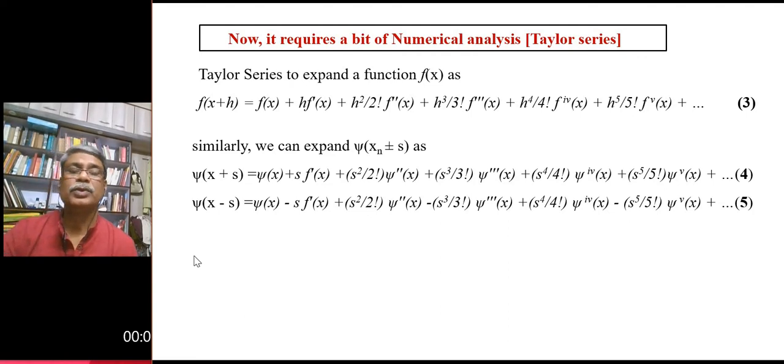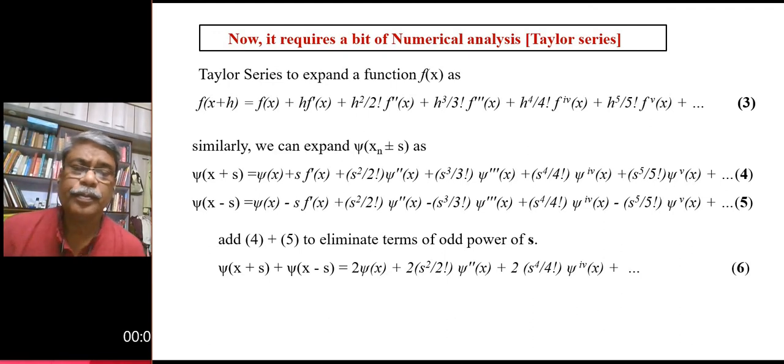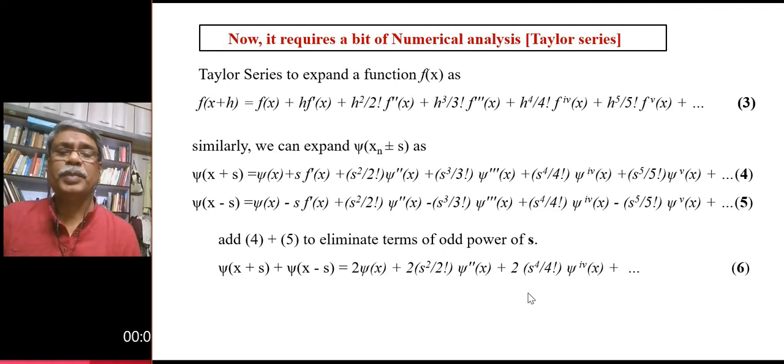So if I add equations 4 and 5, the odd power terms will cancel out and only the even powers will be there. So we will get psi(x plus s) plus psi(x minus s), that is 2 psi, and so on. The second and the fourth derivative terms will remain. So equation 6 is good so far, but with a slight problem in evaluating this fourth derivative, s to the power 4 psi fourth derivative of x, it may give a little bit of complicated things. So let us try to simplify it a little more.